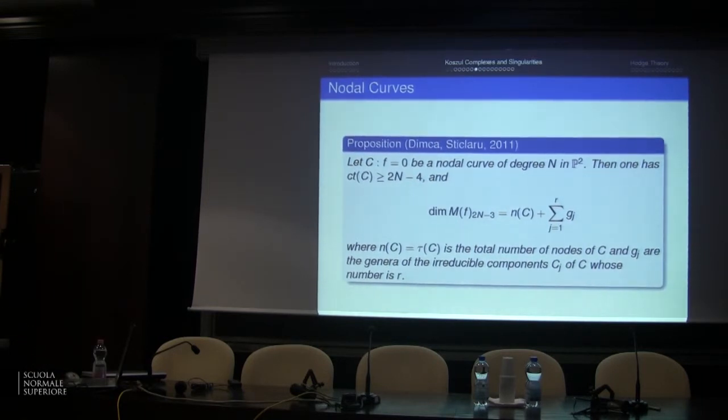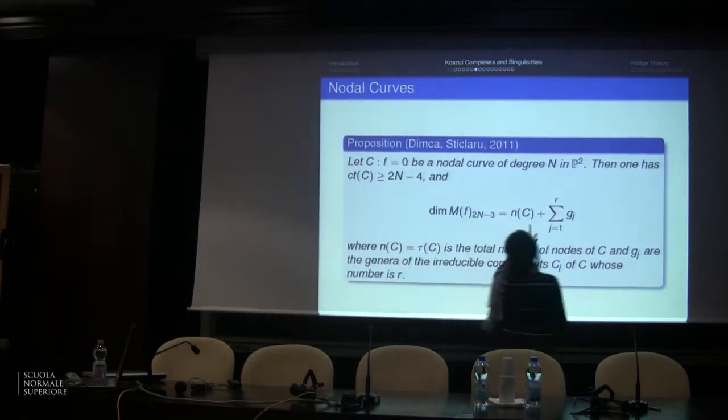So now they noticed that for nodal curves, we might have some interesting results. They proved that for a nodal curve, so we have a curve whose singularities are only nodes, the coincidence threshold is greater or equal to 2n minus 4. And they also prove that, so now they have all the dimensions less than or equal to 2n minus 4, and they prove that the next dimension is given by this term.